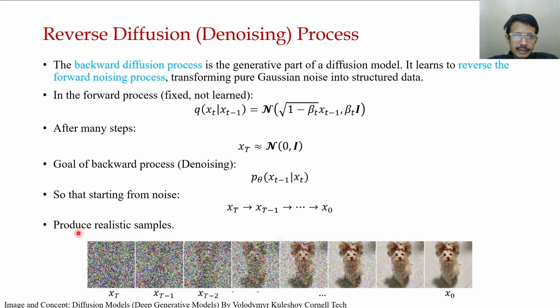So getting the original image means producing a realistic sample. It is not that we get back the exact image, but something similar. That's why it's a generative image. So as a whole this is the reverse diffusion process, and by this process we can generate samples.